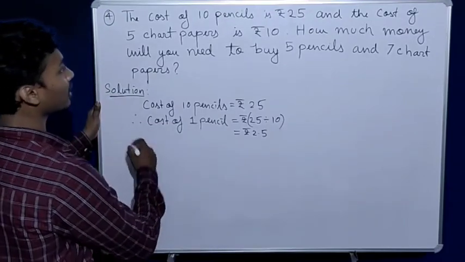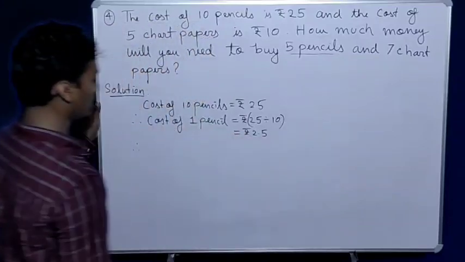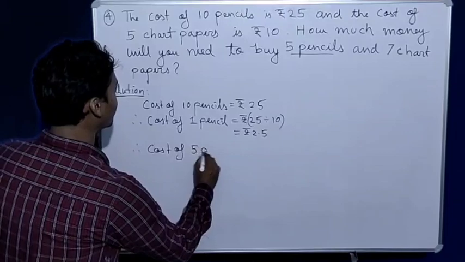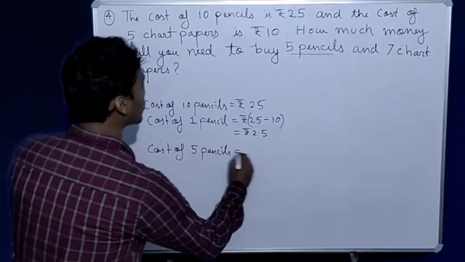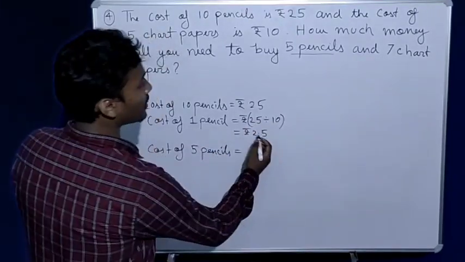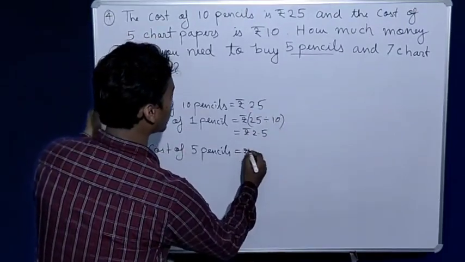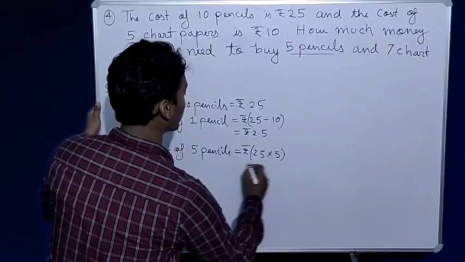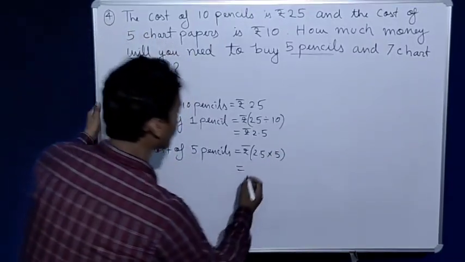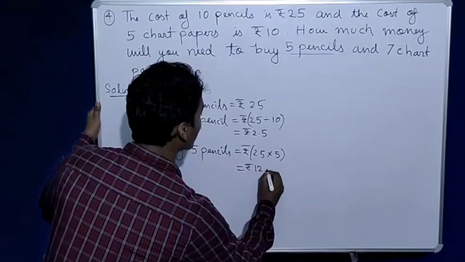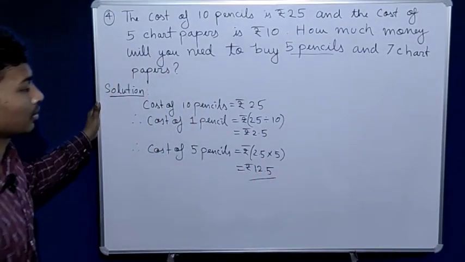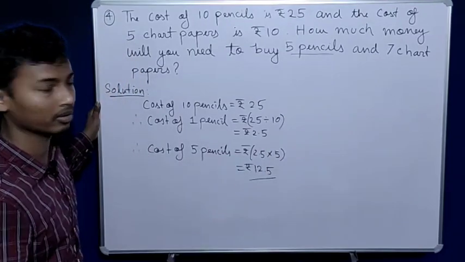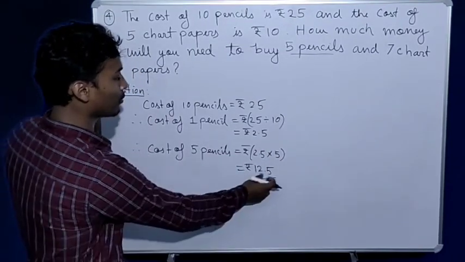Now we can find the cost of 5 pencils. Therefore, the cost of 5 pencils is equal to the cost of 1 pencil multiplied by 5 pencils, that is rupees 2.5 into 5, which will give you rupees 12.5. I hope you know how to multiply a decimal number by any number or two decimal numbers. So it will be 12.5.